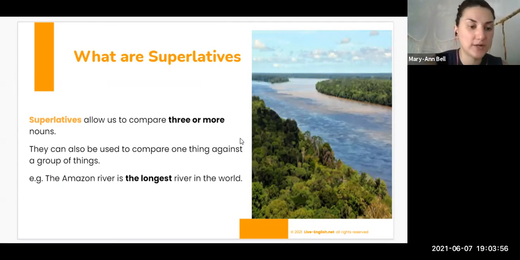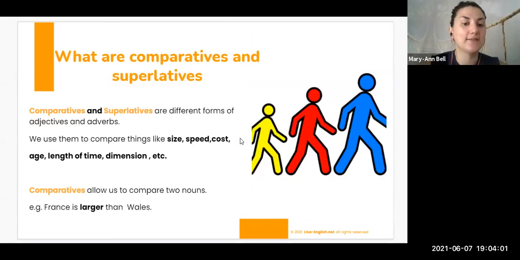Okay, so that's the superlative form of the adjective long, and before we had the comparative form of the adjective large.